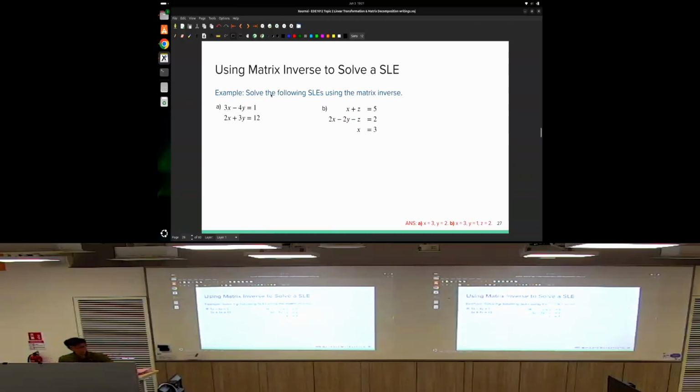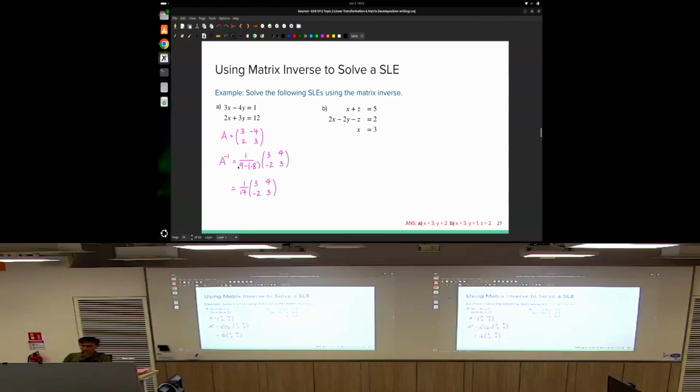So let's solve these SLEs using the matrix inverse, just to demonstrate. It'll be pretty straightforward. You can see that the matrix A here would be the coefficient matrix 3, -4, 2, 3. So you can calculate A inverse. A inverse will be 1 over the determinant, and the determinant will be 3 times 3, which is 9, then minus -8, giving 17. Then the adjoint matrix you can straight away write down. You swap the diagonals, which remain the same, then the 2 will become minus 2, and the minus 4 will become 4. So your A inverse will be simply 1 over 17 times the adjoint matrix.